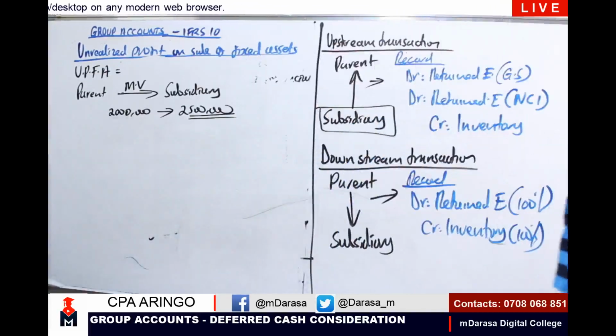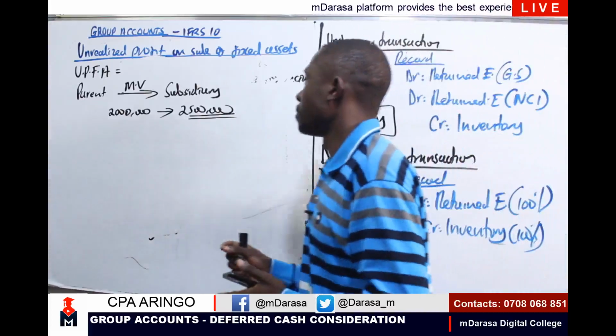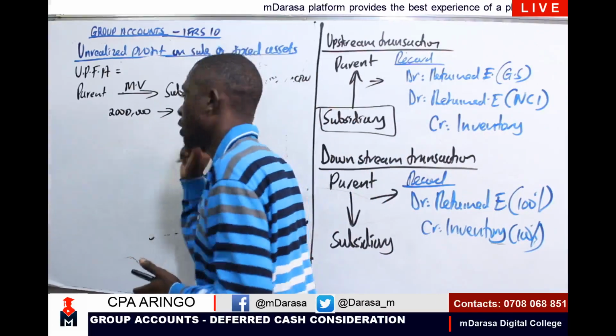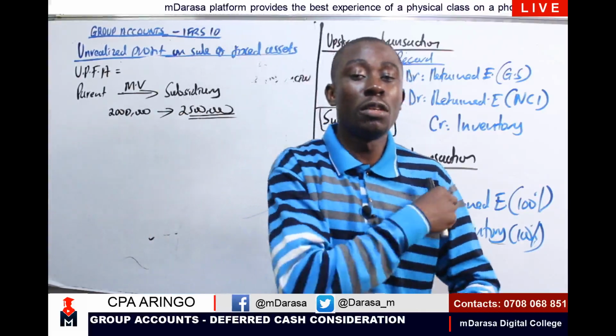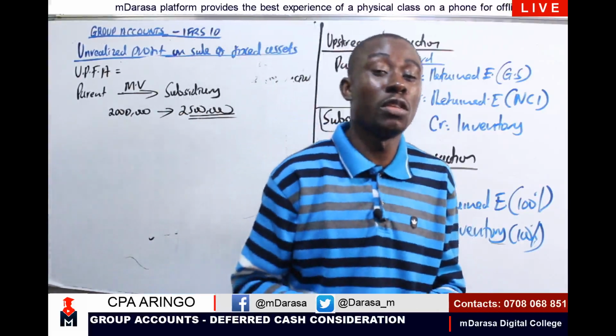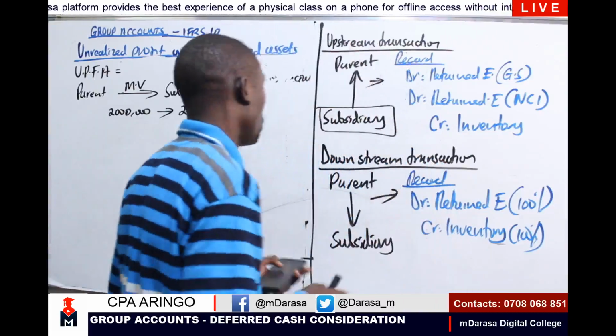That profit is what you are going to term an unrealized profit on fixed asset. Since the asset is not meant for resale, the profit recognized should be eliminated on consolidation. At the end of the day, I'm not supposed to have this profit, the 500,000, so we will have to eliminate it. Another component to be affected is depreciation, which will also be affected.